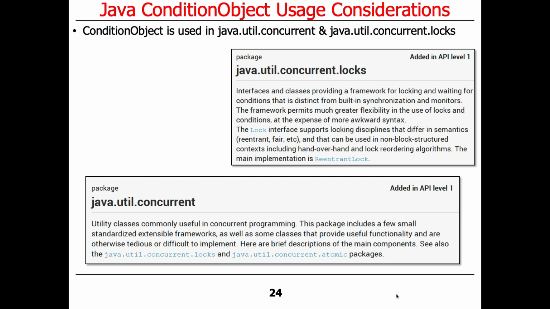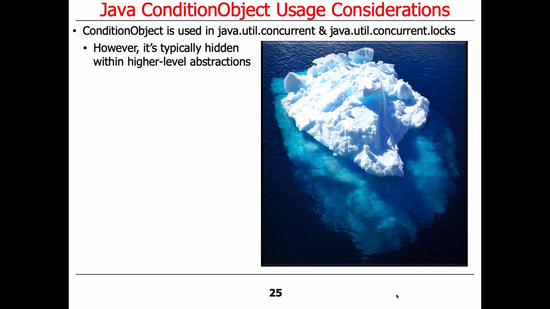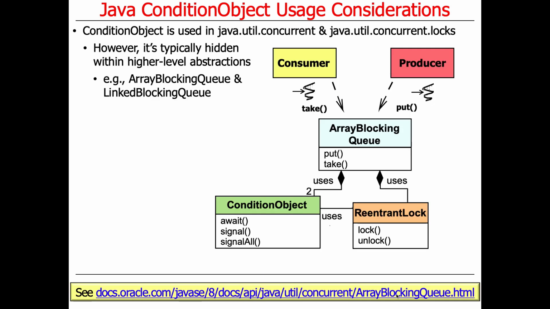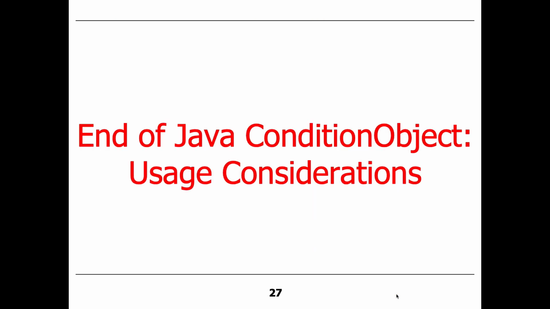Condition object is used in a number of places in the Java concurrency packages, java.util.concurrent and java.util.concurrent.locks. However, it's typically hidden by higher level abstractions like blocking queues rather than exposing it to application programs directly. So you almost always see it used through some kind of higher level abstraction like a blocking queue of some form. Okay, so that is the end of that discussion.